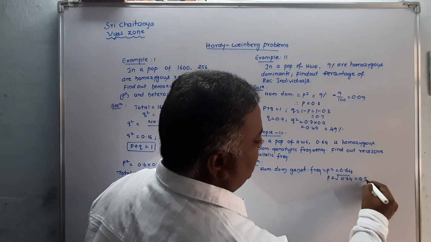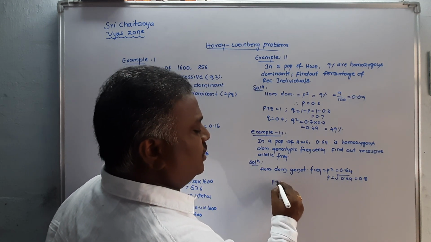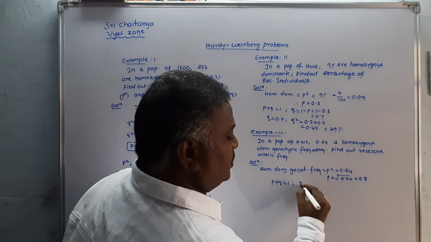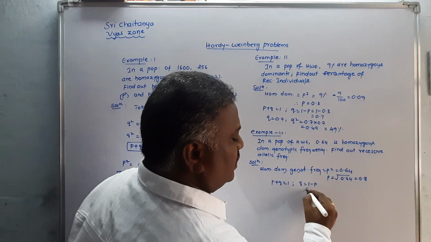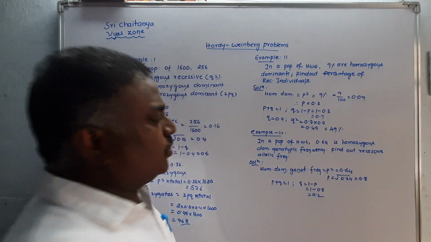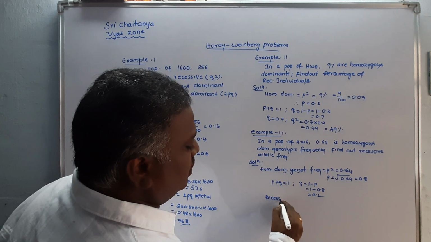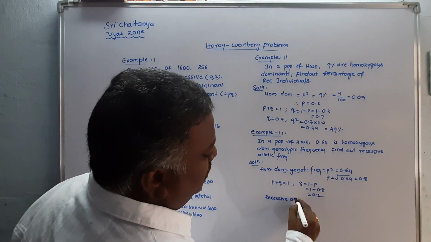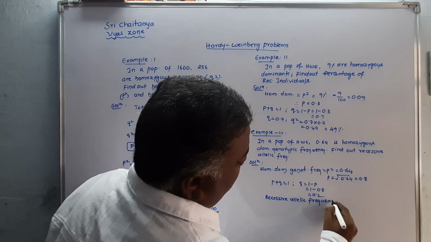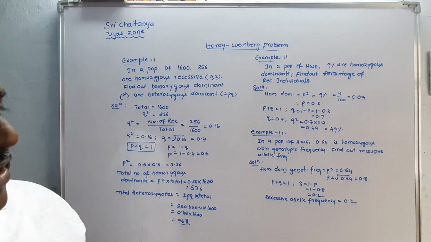that is equal to 0.8. If P is equal to 0.8, I think everybody knows this, P plus Q is equal to 1, and Q is equal to 1 minus P, that is 1 minus 0.8, that is equal to 0.2. So what is the recessive allelic frequency in this population, Nana? The recessive allelic frequency is 0.2, that is the answer.